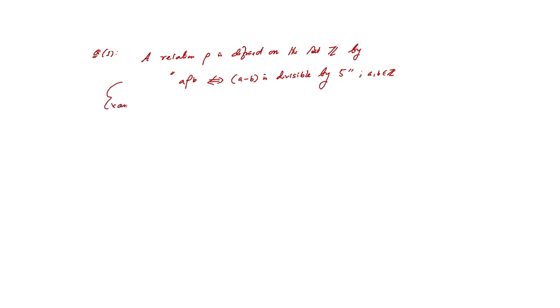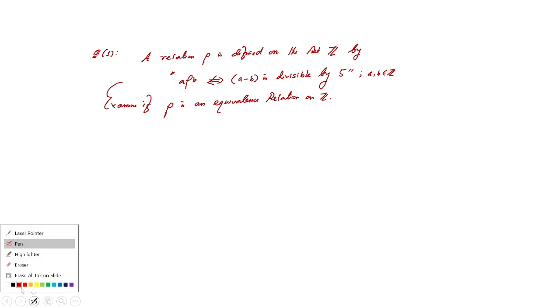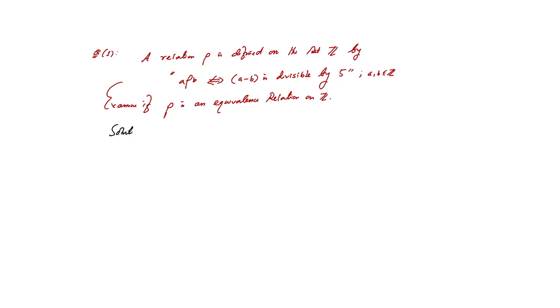What is your question? The question is, examine if rho is an equivalence relation on Z. Rho is an equivalence relation on the set of integers. You need to examine whether it is an equivalence relation or not. So that means we will examine reflexive, symmetric, and transitive. Now the problem is how to solve this problem.